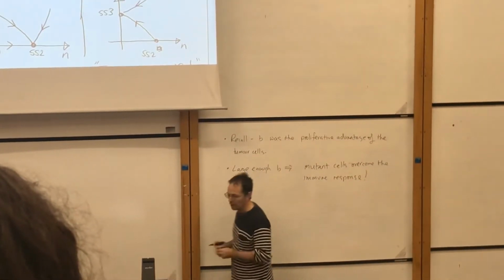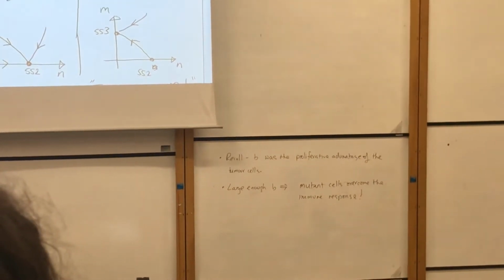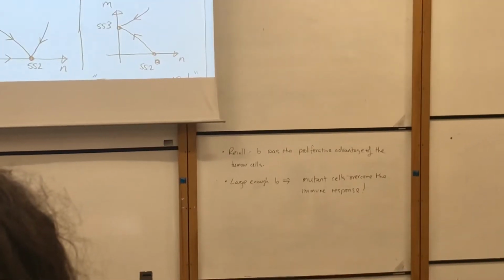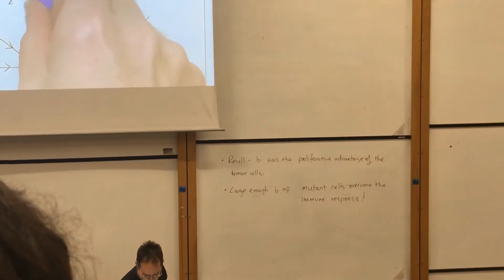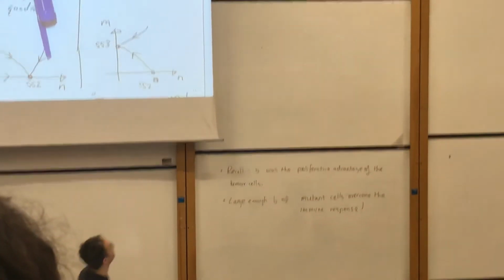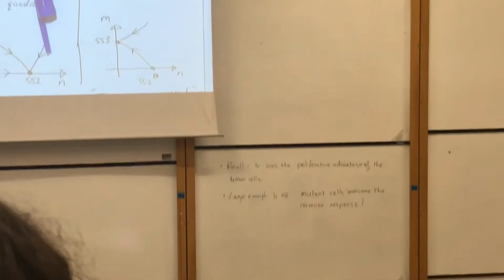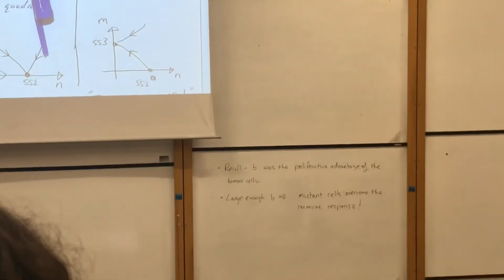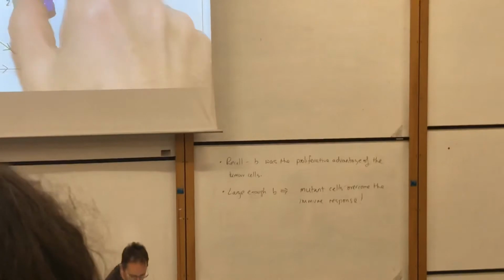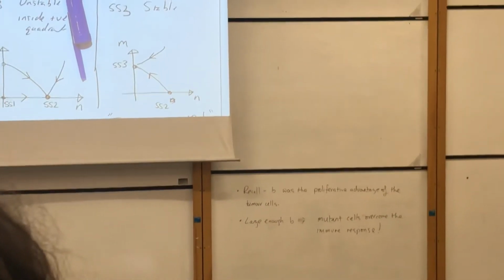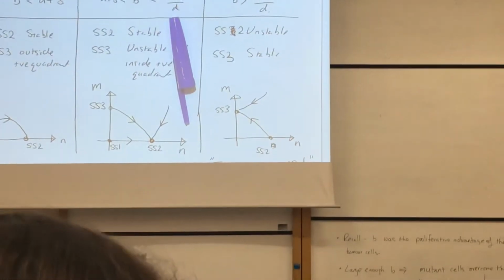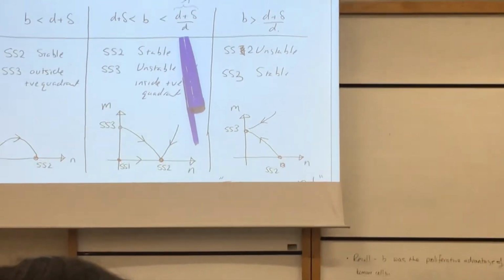Okay, so, but a small advantage of the mutant cells may not be enough. If you look at this middle range here, this is for B between D plus delta and D plus delta over D. And this right-hand side has got to be greater than 1, quite clearly. You know, delta's greater than 0, so this has clearly got to be greater than 1.